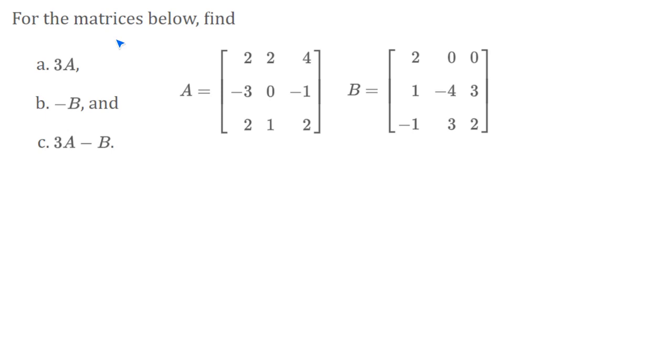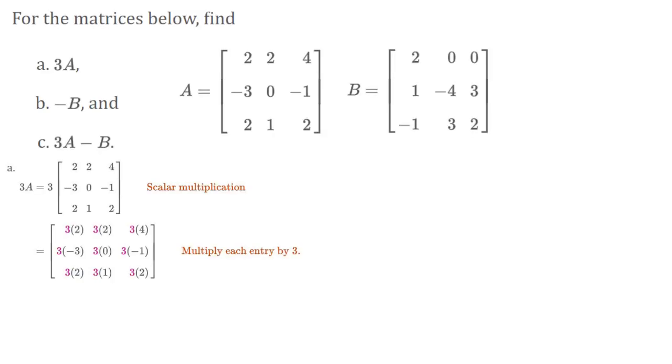Okay, so for example, if I have matrix A and then I have the matrix B, for letter A we want to do 3 times A. So 3 is what we call a scalar. Notice I wrote 3 and then I wrote our matrix. What we're going to do is multiply each number by 3. So 3 times 2, 3 times 2, 3 times 4, 3 times -3, and so on. If we simplify, we end up with 6, 6, 12, -9, 0, -3, 6, 3, and 6. So my answer would be this matrix here.